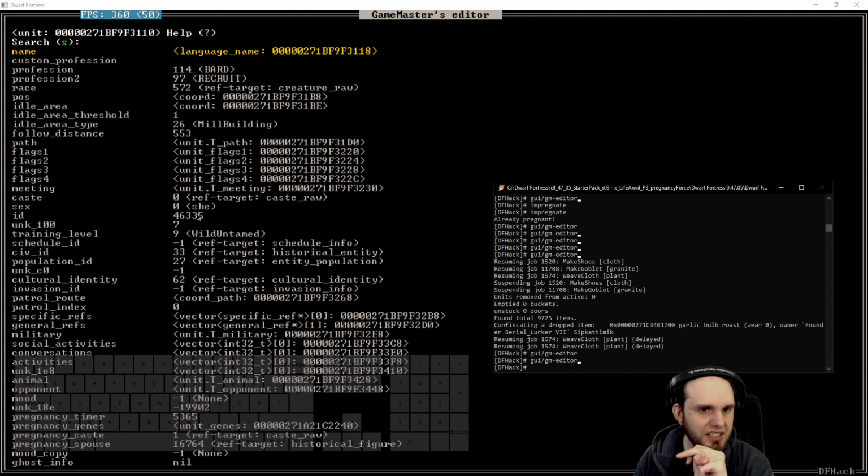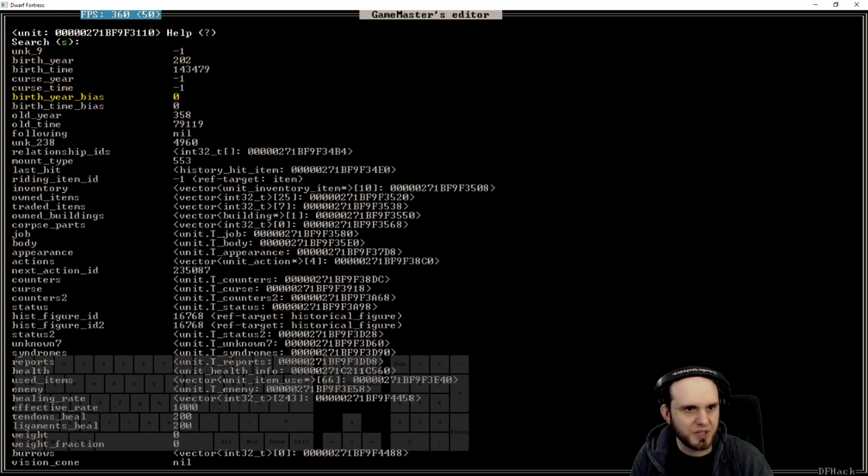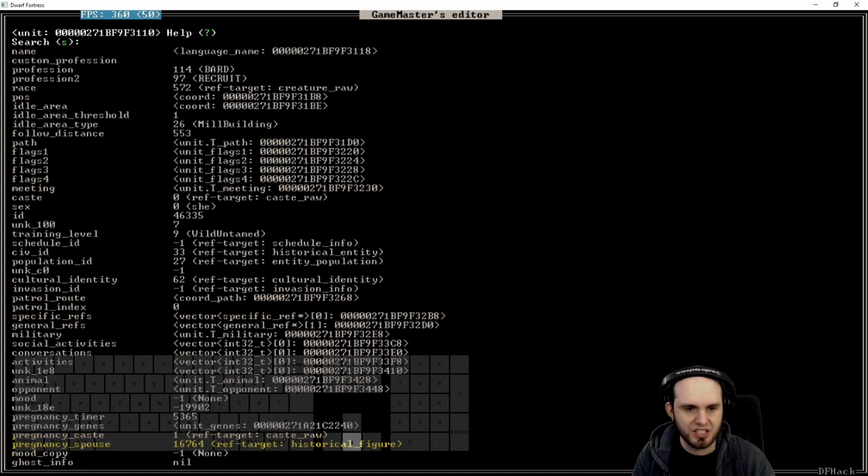There's the unit ID, this one, which is used inside of a relationships vector. I can show you. So this is of course Dimitri. So this is the ID. And that is not what we're using down here. This is the historical figure ID, which we can find down here somewhere. Yeah, 16768, which is Dimitri's. So this needs to be something else, because it should be the father, not the mother.